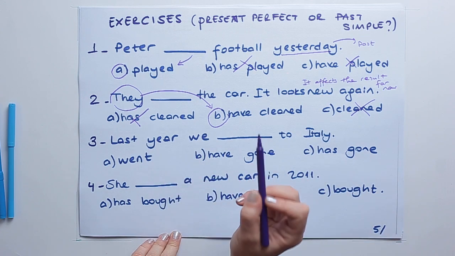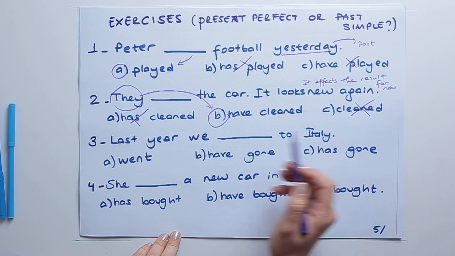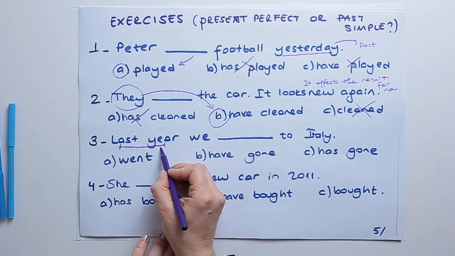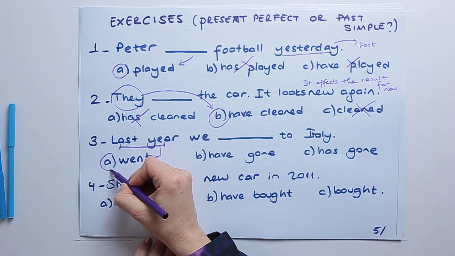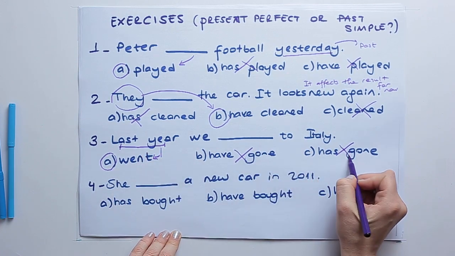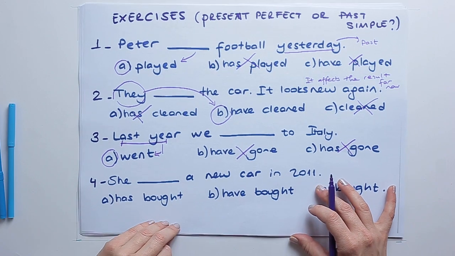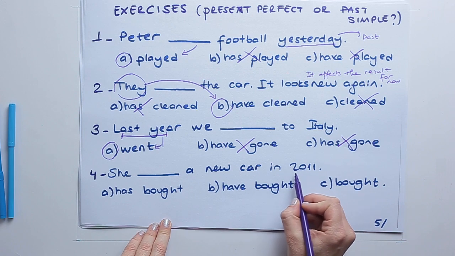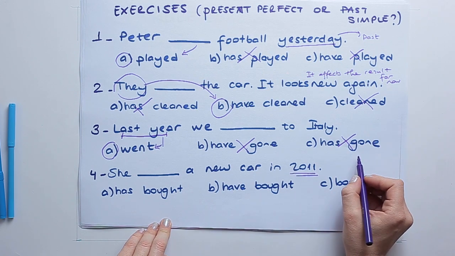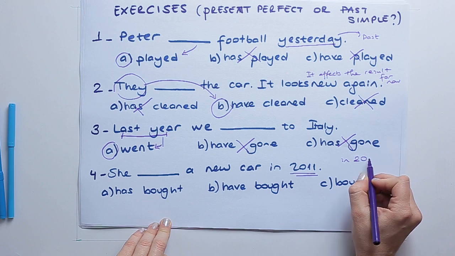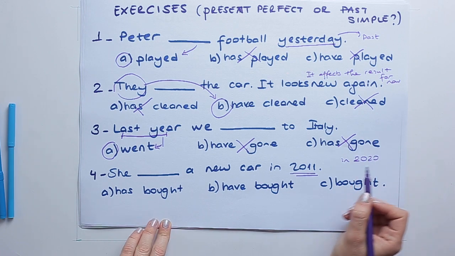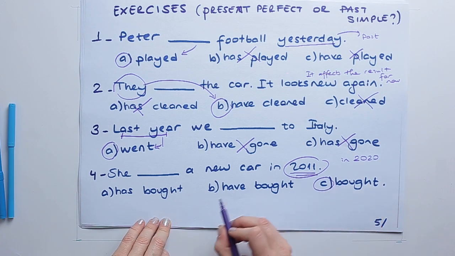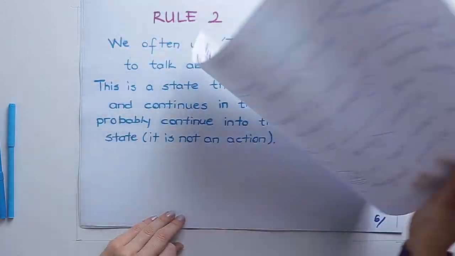Now the third one. Last year we to Italy. Since they use the time expression last year, it takes us to the past form, which is went. That's why I don't even have to check the next two answers. 4. She a new car in 2011. Since we are now in 2020, it takes us to a past form, which is bought, as you can guess.